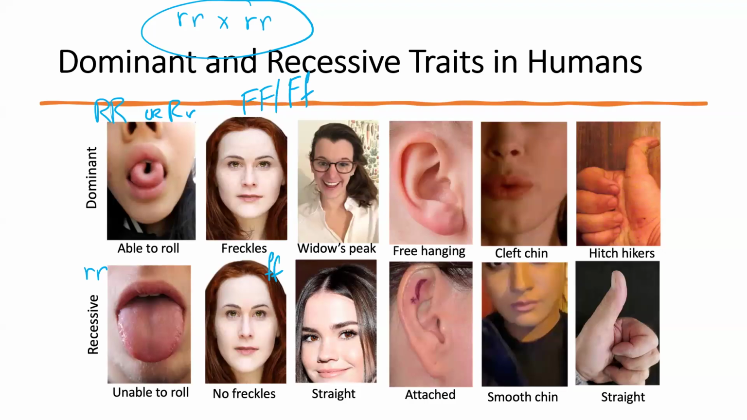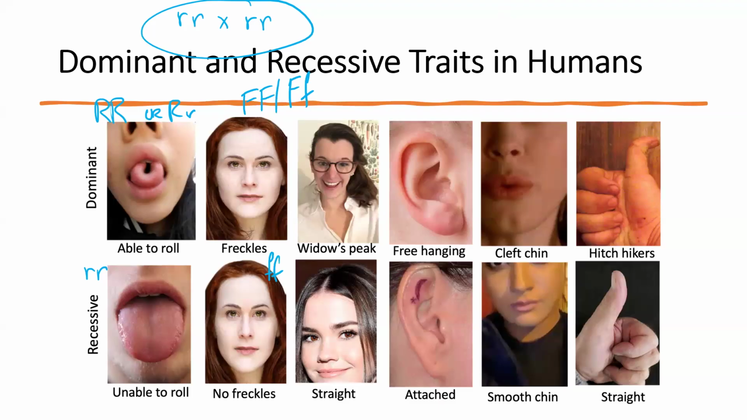That's where people get it wrong on the quiz all the time. You cannot use W for widow's peak and then use S for straight. The correct way to do it will be capital W for widow's peak, like the hairline, or small w for straight hairline.